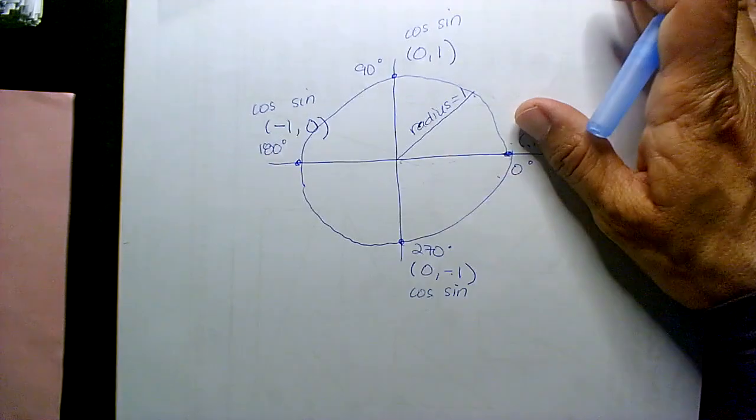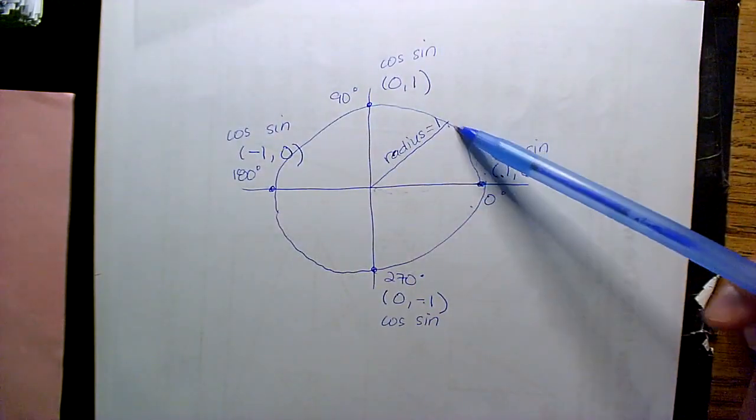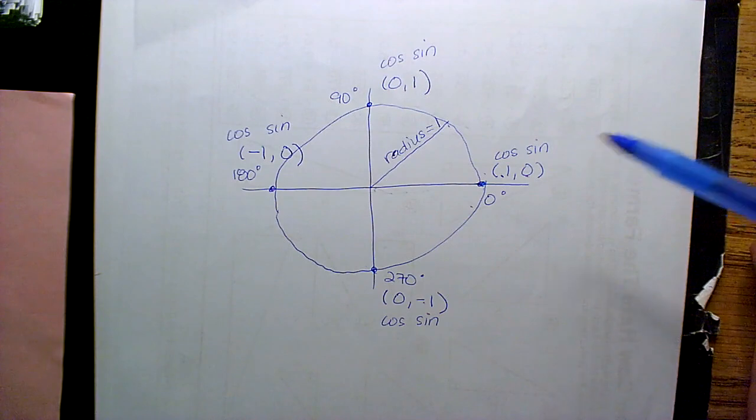And that's where your 1s are coming from. It's because on a very standard trig function, your radius is 1, and all it does is spin around. That's it.